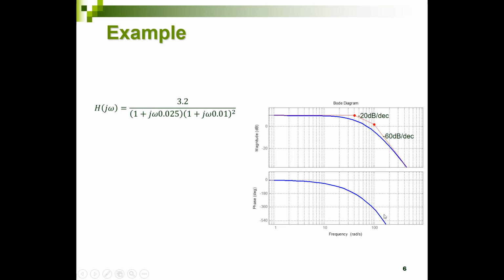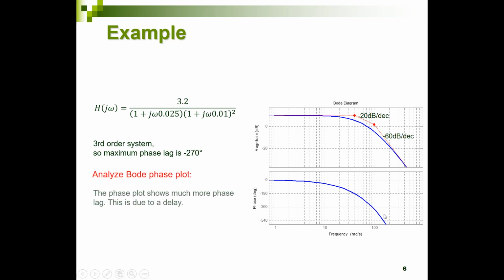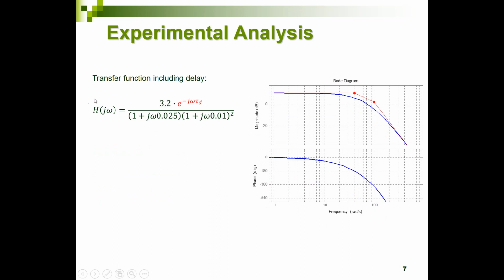But this phase characteristic keeps on dropping and dropping. So there is only one basic system which can give this behavior, and that is a delay. So there is a delay in this system, and this delay should be added to the transfer function over here. In that way, we get a new transfer function, which is equal to the original one, multiplied with the transfer function of a delay. And the transfer function of a delay is e to the power minus j times omega times the delay time tau d.